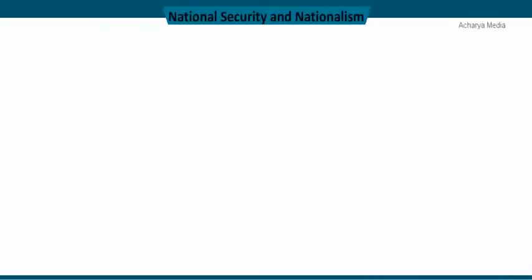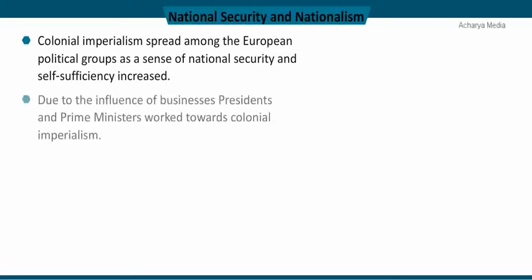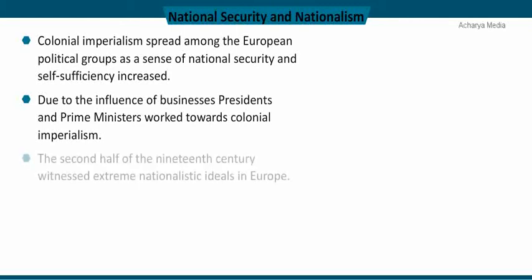National security and nationalism. Colonial imperialism spread among the European political groups as a sense of national security and self-sufficiency increased. Due to the influences of businesses, presidents and prime ministers worked towards colonial imperialism. The second half of the 19th century witnessed extreme nationalistic ideals in Europe.